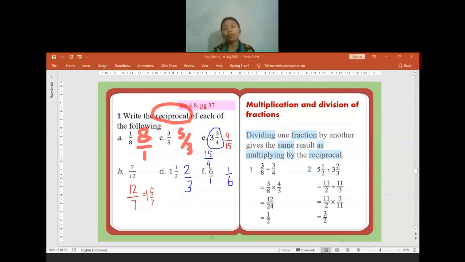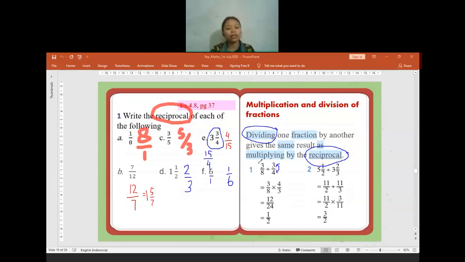To get the answer of multiplication, we have to multiply the numerator with the numerator, and the denominator with the denominator. But when it comes to division, we have to find the reciprocal of the second fraction. Usually we just say we need to flip it upside down. In mathematical words, we say we need to find the reciprocal of the second number.